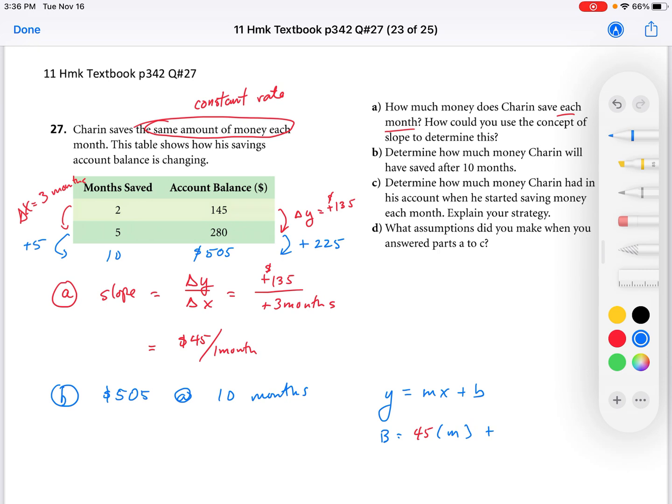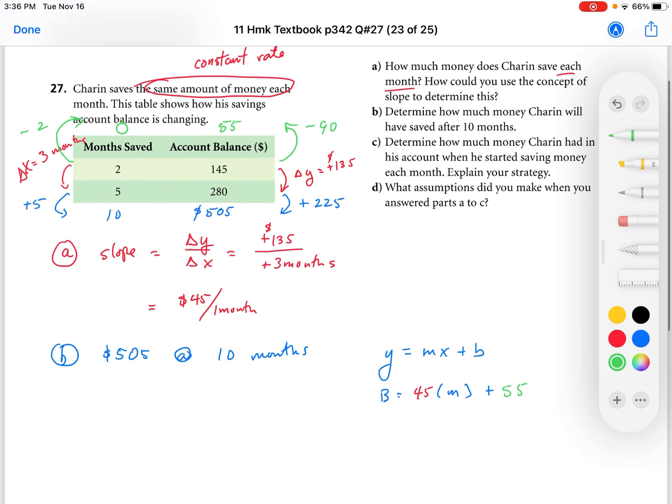Well, the starting amount's not given in the problem, but we could use our rate in the problem to get back to 0. So one way to do it is I can go minus 2 months, and I'm going to go minus $90. And that gives me back to a starting position of $55 at the very beginning. So that's going to give us plus 55 here. Now there's other ways we can solve for that last point, for the starting point.